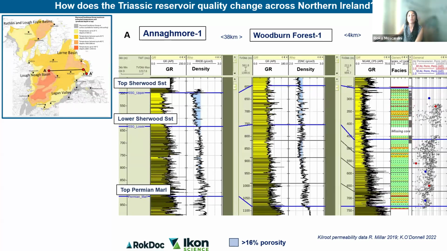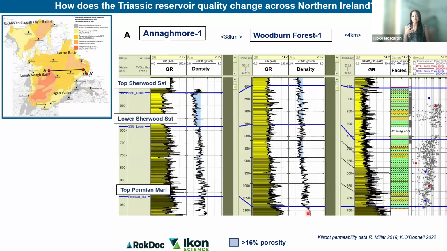And then here we've got the permeability. So highest permeability to the right and then lowest permeability to the bottom. We don't have a density log for Kilroot. It wasn't due to drilling issues. So what we can do is look at a nearby well, which does have density data.